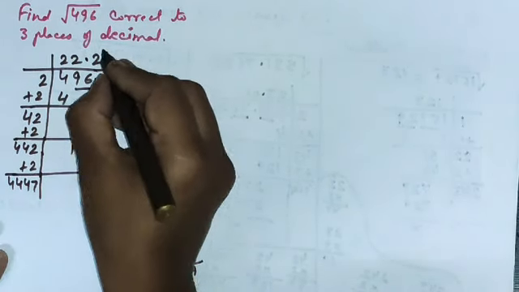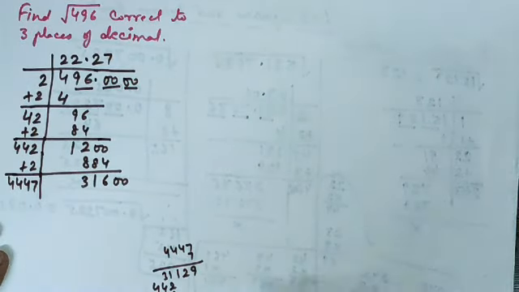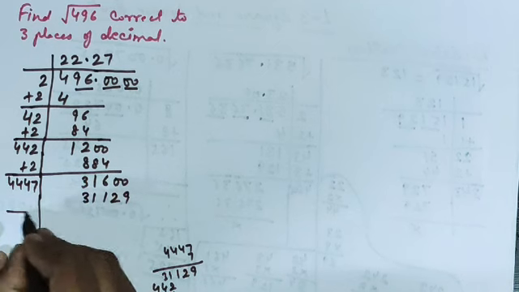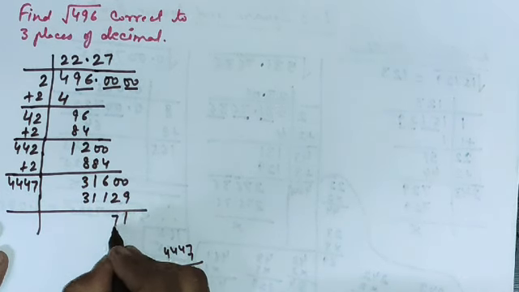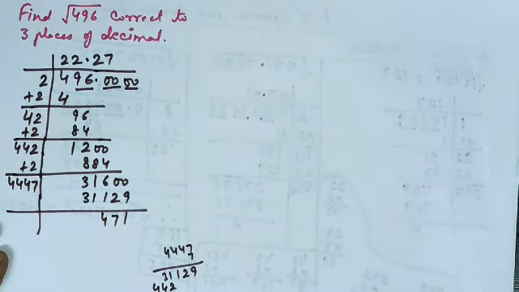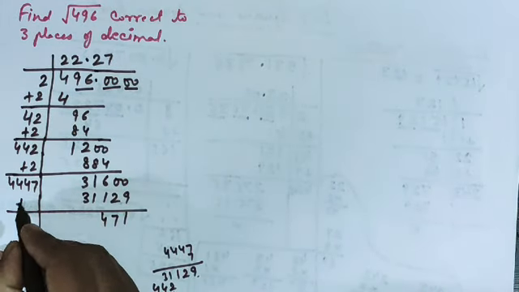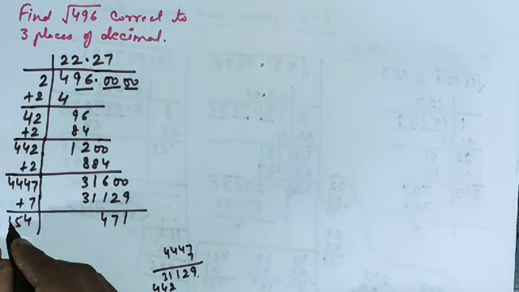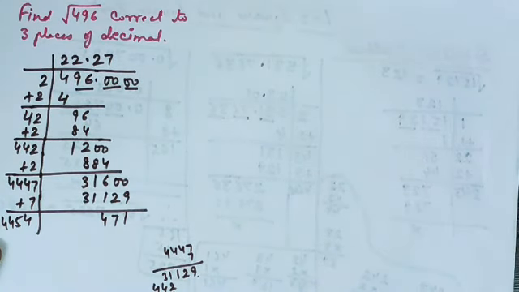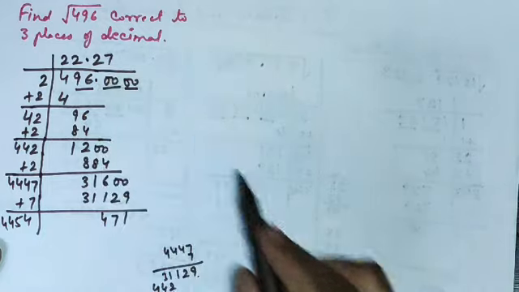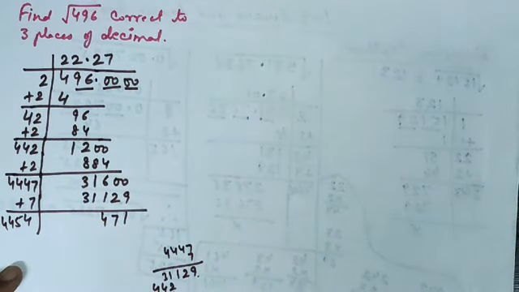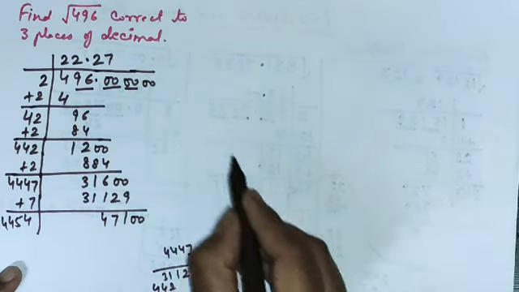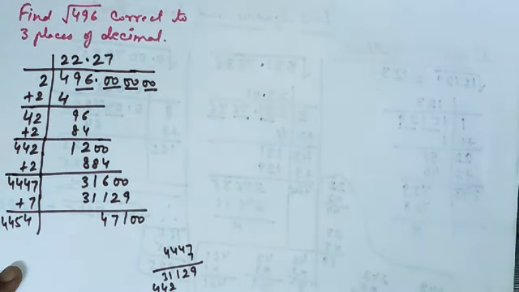So 17 here and 17 here. It is 31129. $471 is left. Now I will add this 7 here. $4454. Till now I have solved up to 2 places. Now 471. Again I need zeros, so I will add zeros here and I will carry this here.